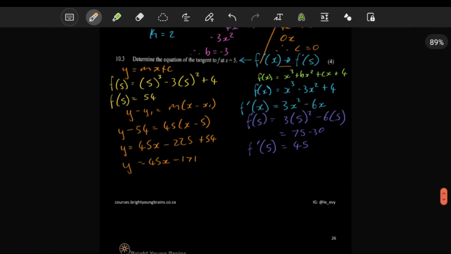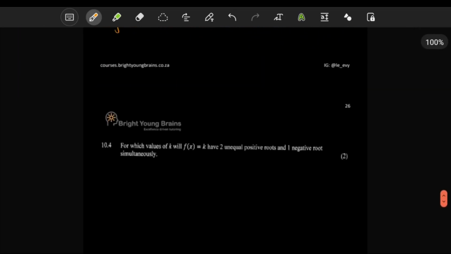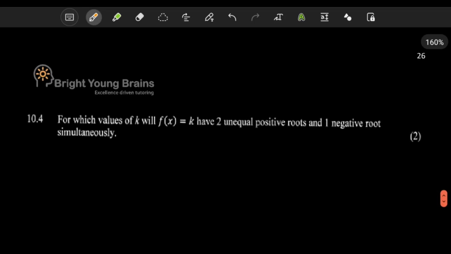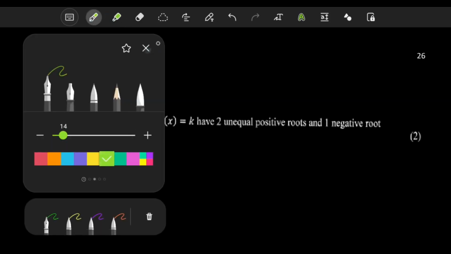I like it. Nothing crazy with this question. 10.2 for 2 marks says, for which values of k will f of x equal to k have 2 unequal positive roots and 1 negative root simultaneously? These kinds of questions, I genuinely recommend that you check out the course platform, the functions and graphs course to be specific, because those kinds of questions are plenty in there.